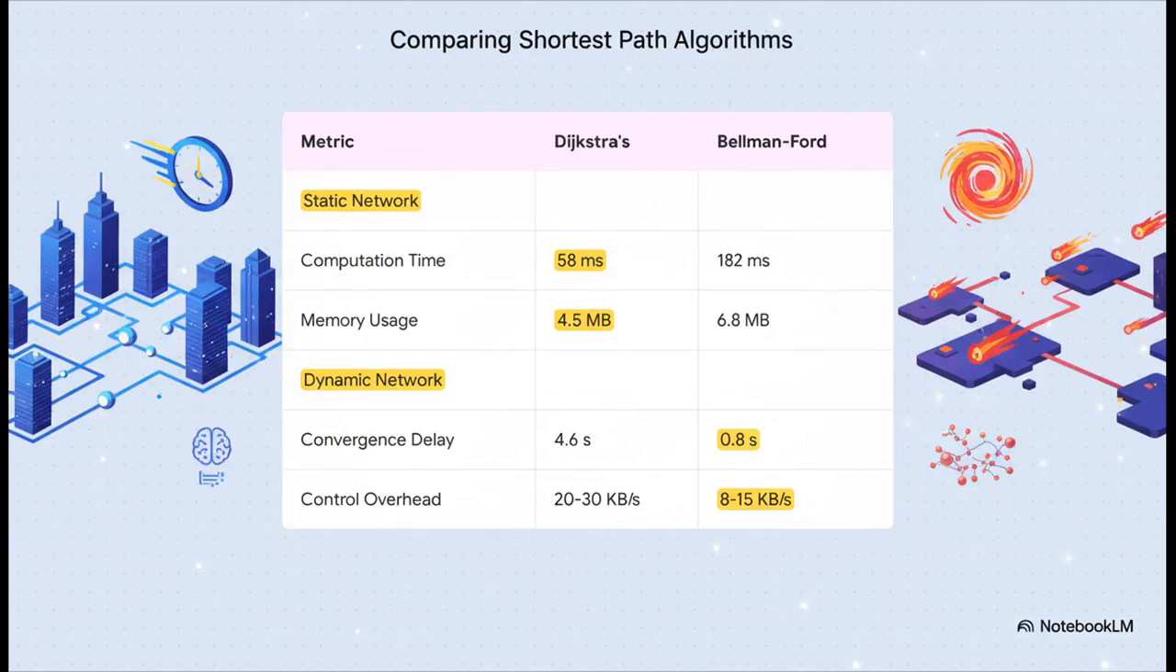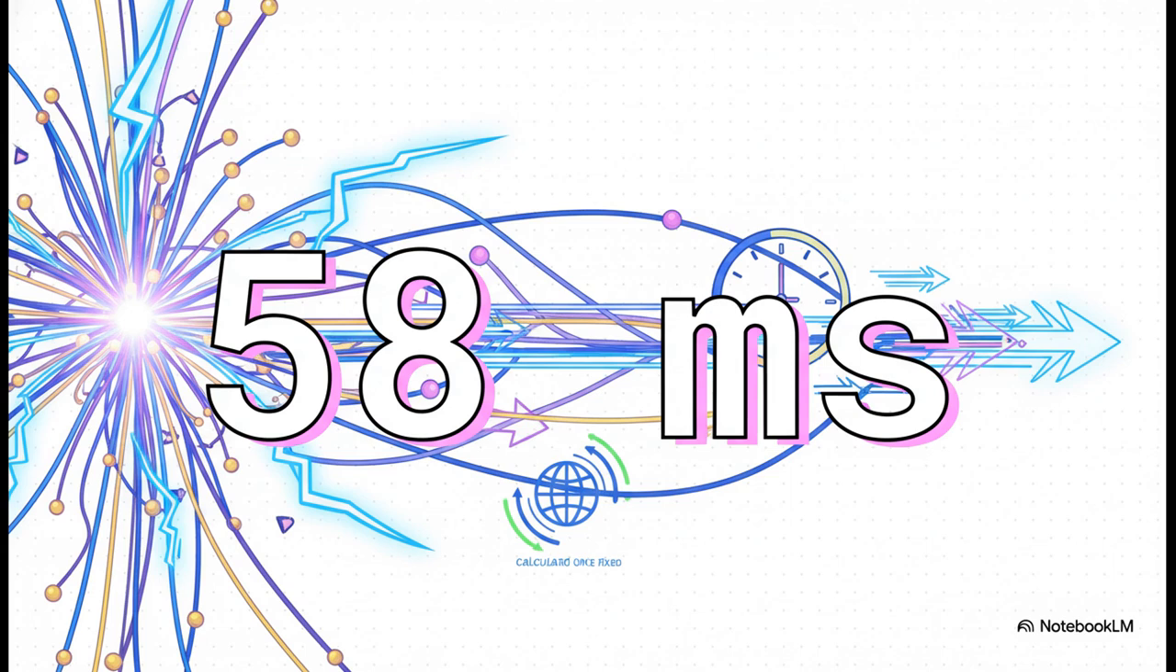If you look at the top half of the table for that stable network, Dijkstra was the undisputed champ. I mean, over 3 times faster and used less memory. No contest. But then, look at the bottom half for the dynamic network. The tables turned completely. Bellman-Ford was over 5 times faster at adapting to changes, and it created way less network chatter.